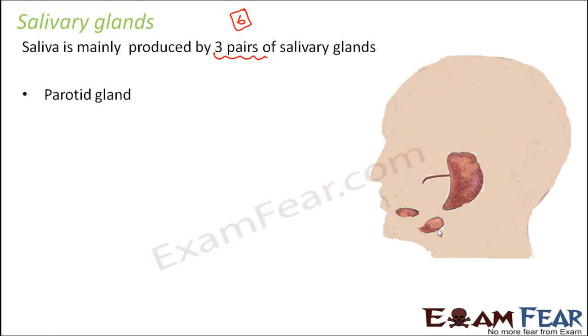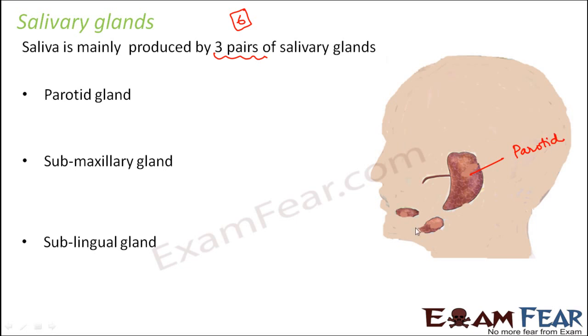So what are these 3 pairs of salivary glands? Parotid gland, submaxillary gland, and sublingual gland. So where is the parotid gland? This bigger one which you see is the parotid gland, which is located here, a little higher as compared to the other two. This one is the submandibular gland. And this one is the sublingual gland. Now, submaxillary is also known as submandibular.